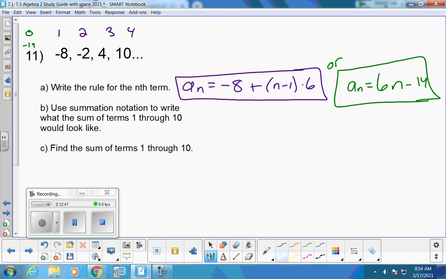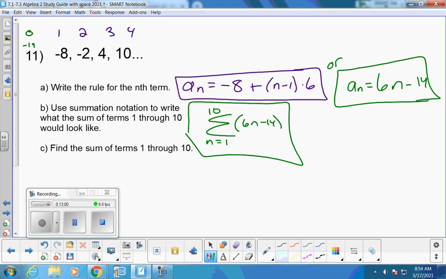All right, summation notation. I would say that I'm going to be going from term 1 to term 10, and either formula would work here. I'll just do that one. It's a little more traditional. And now we get to find the sum. What shortcut could we use to find the sum of the terms 1 through 10? Shortcut 1, 2, 3, or 4.